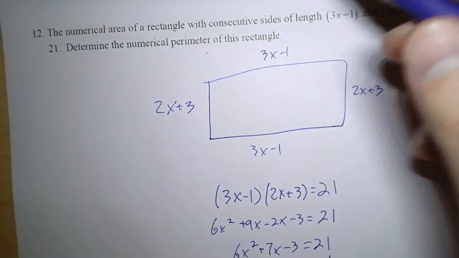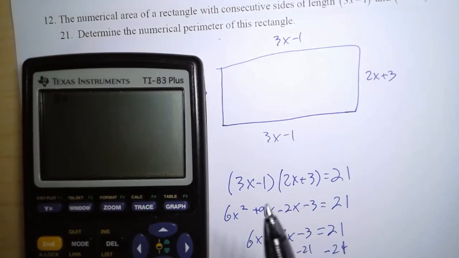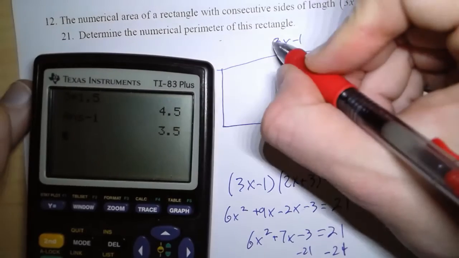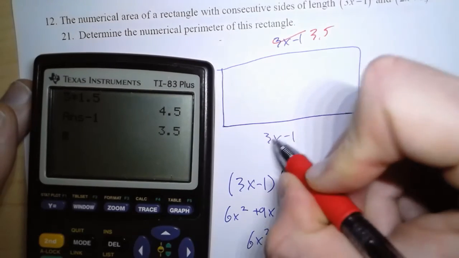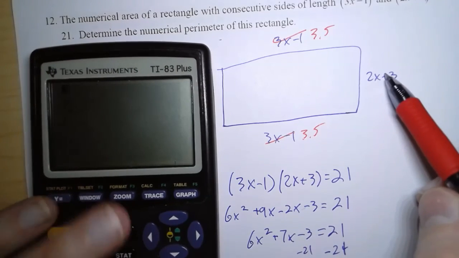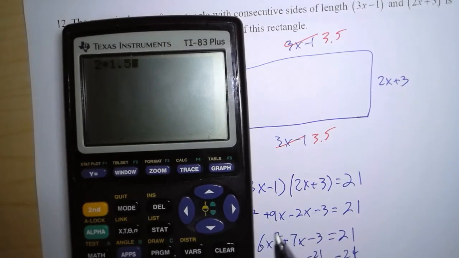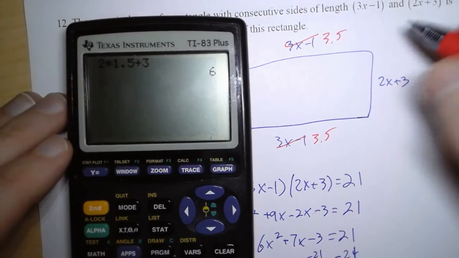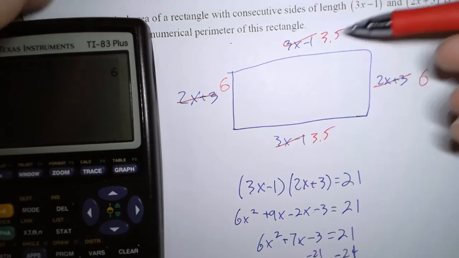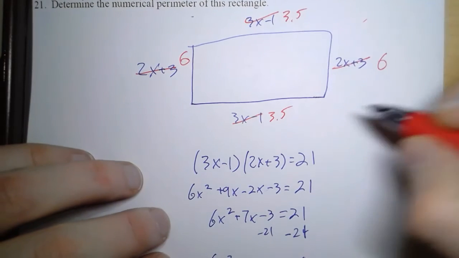So what we have to do is plug in 1.5 and figure out what the lengths are here. So if I plug in 1.5 for x into this side, 3 times 1.5 minus 1, that means this side has a length of 3.5, and this side has a length of 3.5. And then over here, for 2x plus 3, I take 2 times 1.5 plus 3, and that's 6, and that's 6. So 3.5 plus 3.5 is 7, and then 6 plus 6 is 12.